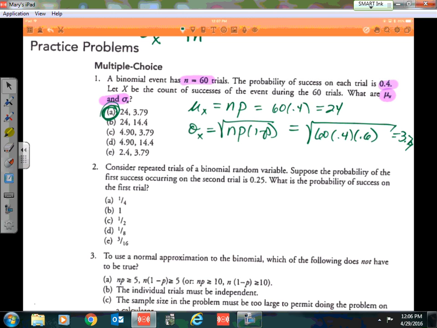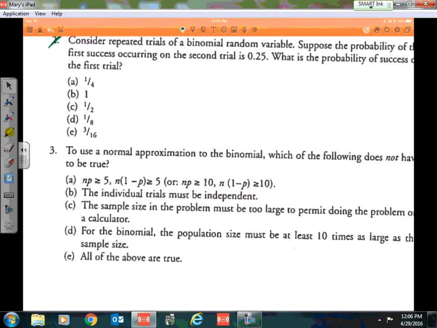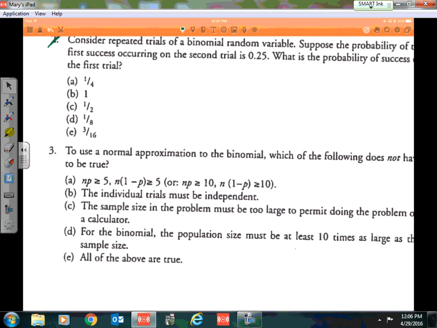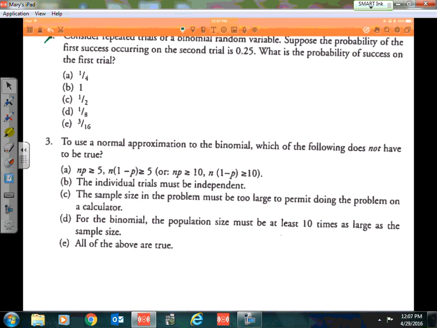So that's A. We're going to skip number 2. We're going to go to number 3. Number 3 says you want to use the normal approximation for the binomial, for a binomial problem. Which of the following does not have to be true? So basically, it wants to know what are the conditions to be normal.